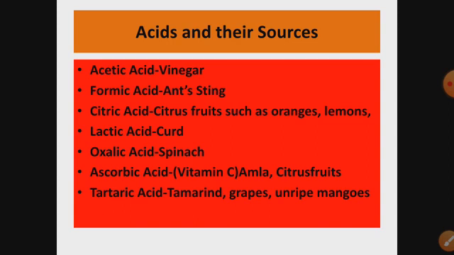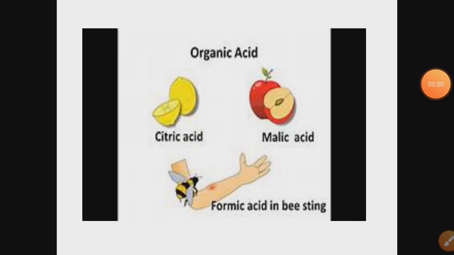Then tamarind, that is imli, grapes and unripe mango all contain tartaric acid. Apple is not given here, but apple contains malic acid. So these are all the acids and their sources.